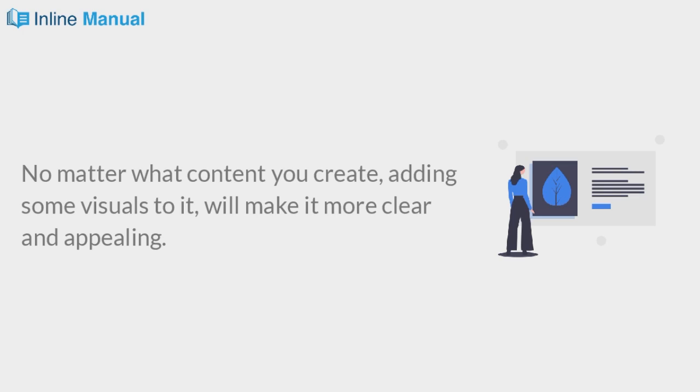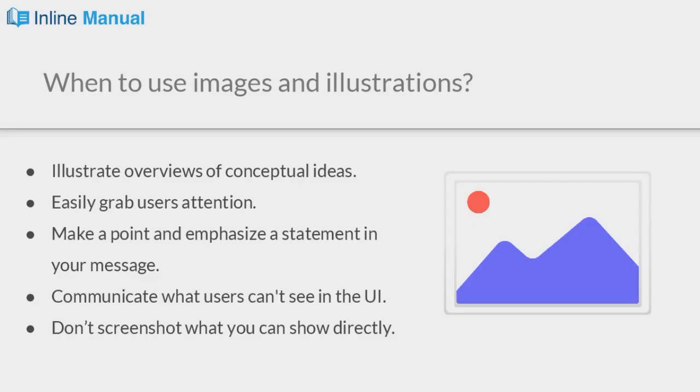Apart from CSS, you can customize your topics by adding some visuals, like images, illustrations, videos, and GIFs. So when and why should you use images? First, to illustrate some conceptual ideas and to easily grab users' attention, but also to make a point or emphasize a statement in your message.